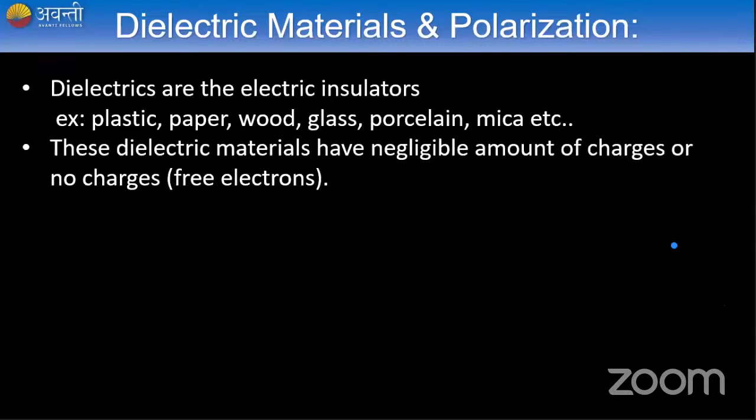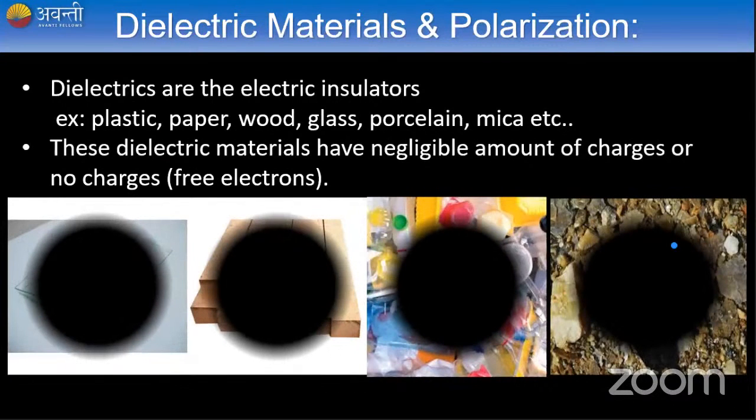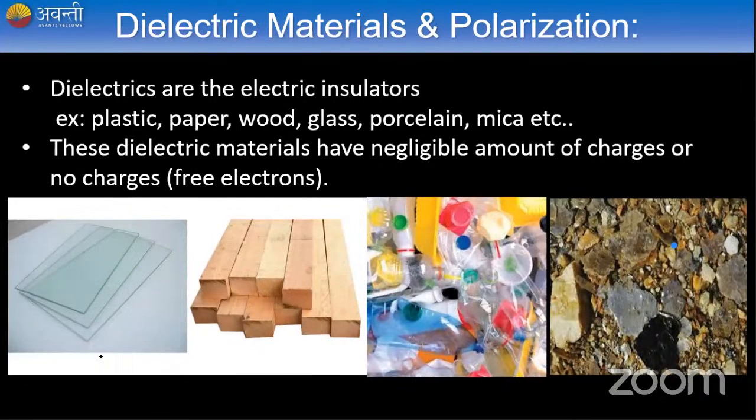We'll come back to dielectrics. Dielectrics are nothing but insulators. In insulators, there are no free electrons, or a negligible amount of charges, available in the valence orbital. Examples of dielectrics go like this: glass, wood, plastic, and what is the last one, guys?